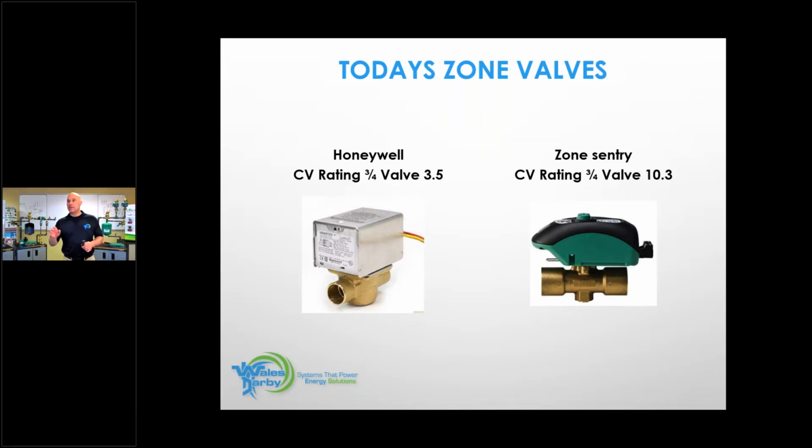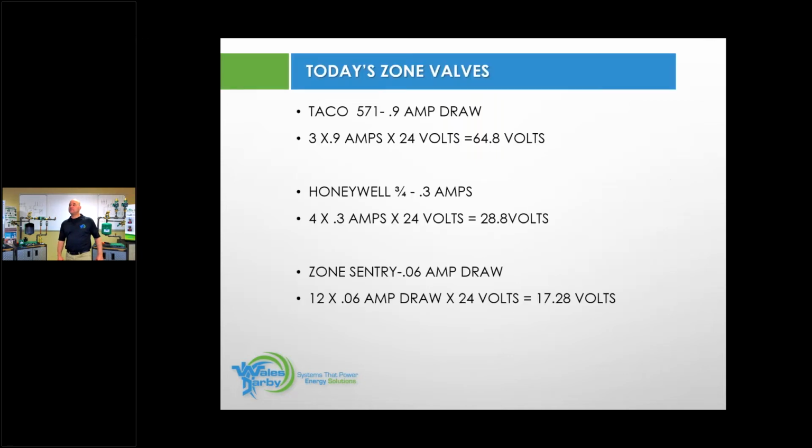Today's zone valves, you're going to want to write this down somewhere because this will play into your root cause troubleshooting. The CV of a standard Honeywell zone valve is 3.5, which translates to about 35,000 BTU worth of energy we can put through that valve. The Zone Sentry, 10.3, our most common one, that's the sweat valve. Our most common one, which is the press valve, about 9.5, so about 95,000 BTU through a 3/4 press Zone Sentry. Okay, just write that down. That's going to be important later on, just because it's a BTU thing, right?